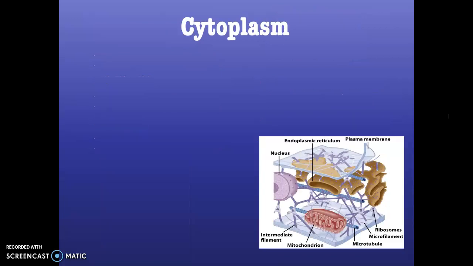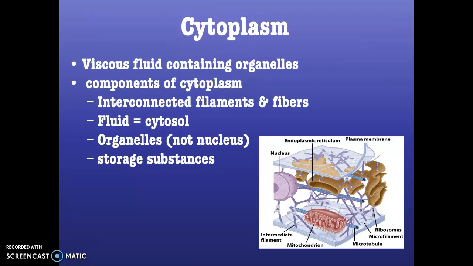Now, let's move on out. Outside the nucleus, we find what is called the cytoplasm. This cytoplasm is a viscous fluid, mostly water. It contains the organelles, or all the little tiny organs that have little jobs to perform for the cell. It is also made up of filaments and fibers, microtubules, microfilaments made from proteins. The fluid itself is called cytosol.